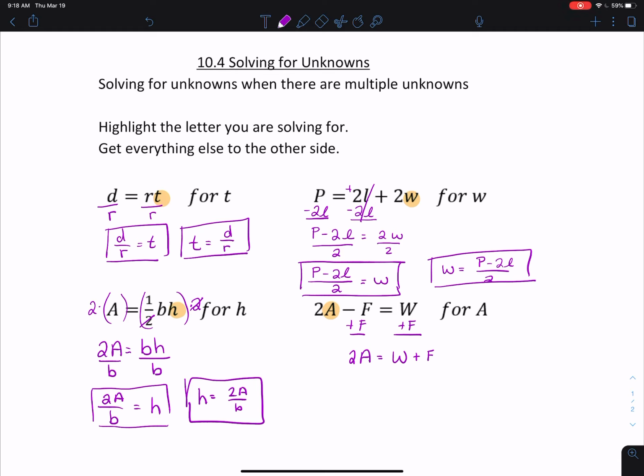Now I need to get that a by itself. It's 2 times a. To undo multiplication, I use division. So I'll have a equals w plus f over 2 as my final answer.